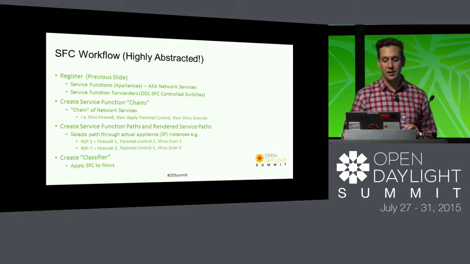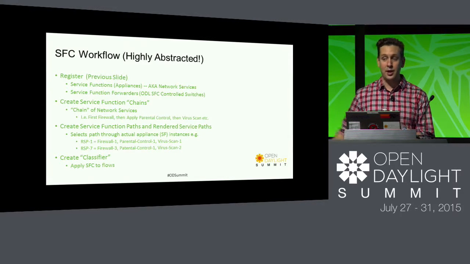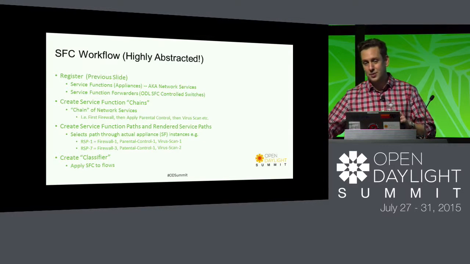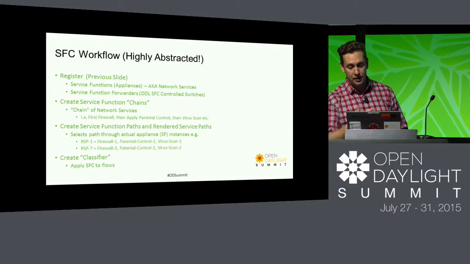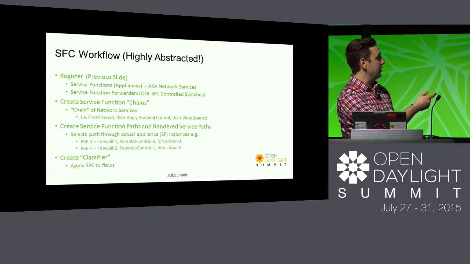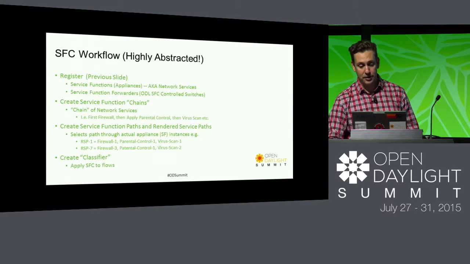So instead of saying firewall, PC, virus scan, you actually say firewall number 1, parental control number 1. It's pretty self-evident. Again, this is a summary. Most important thing is you create a classifier that will match the flow and apply the appropriate chain.